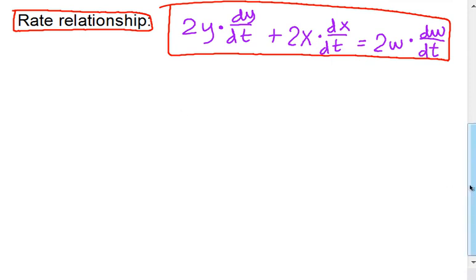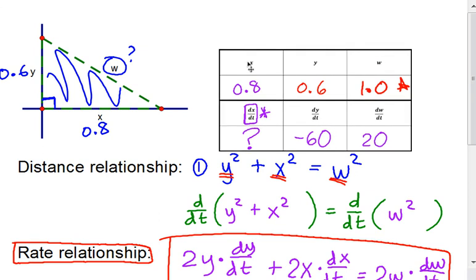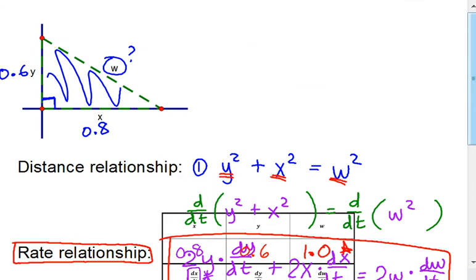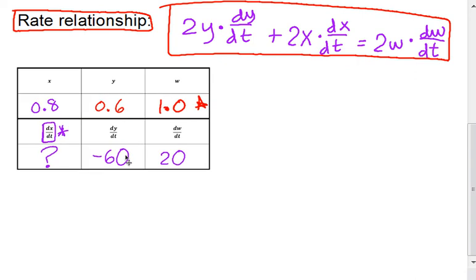Oh, that didn't work for me. Try again. Can I scoot you down? There we go. Just want to be able to see that table. Splendid.